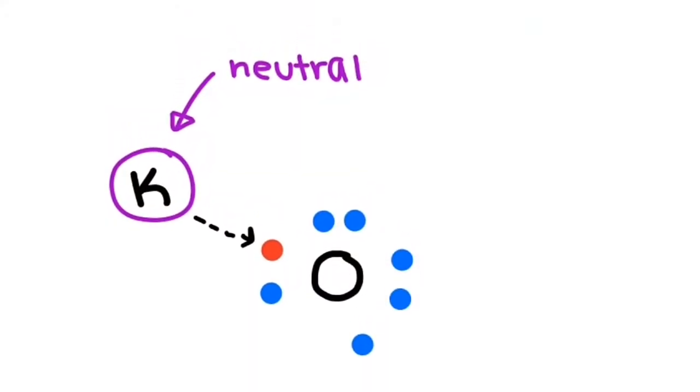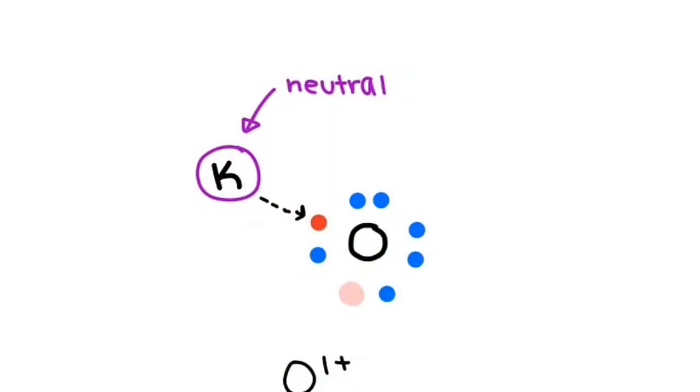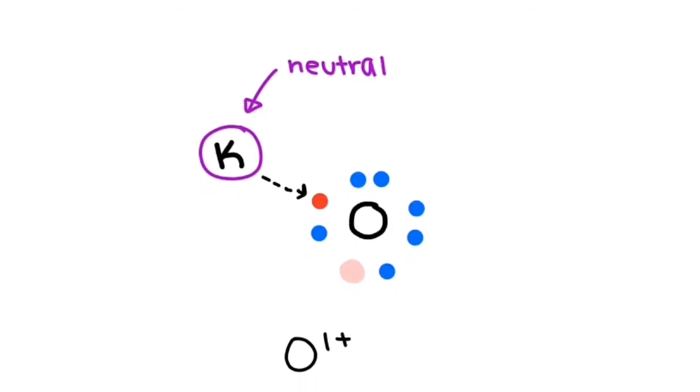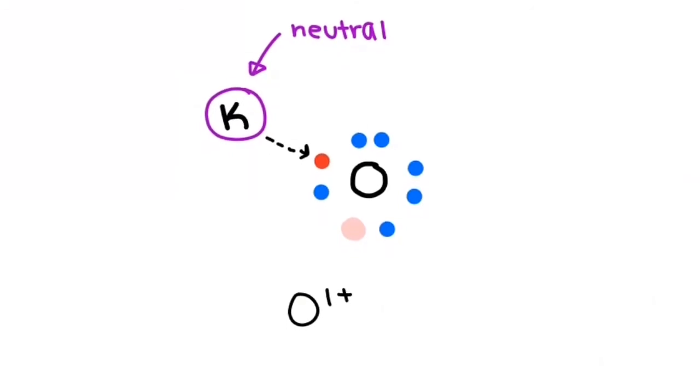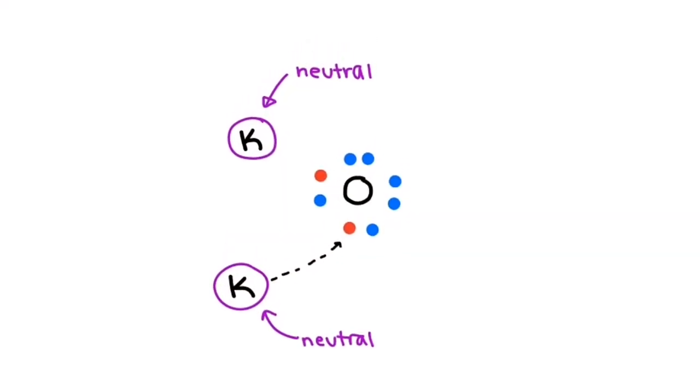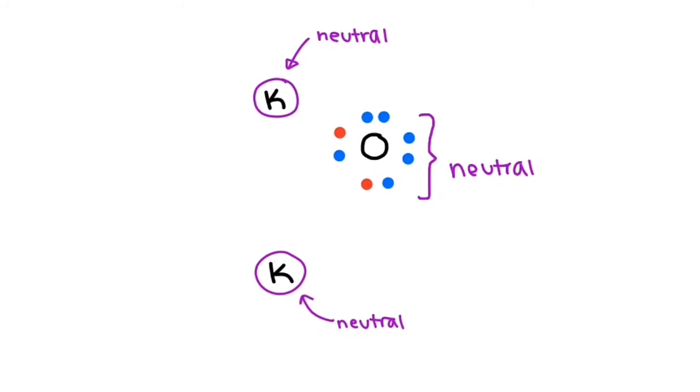Now comes bonding. The oxygen ion will take the potassium ion's 1 valence electron. This leaves the potassium ion with a neutral charge. However, the oxygen ion still has a charge of 1-. This can be solved by adding in another potassium ion. Now all atoms have a neutral charge.